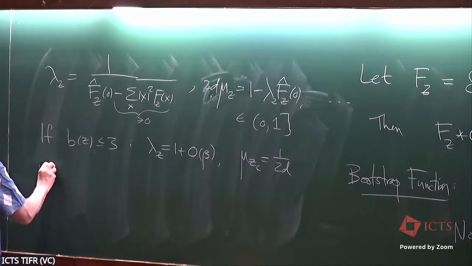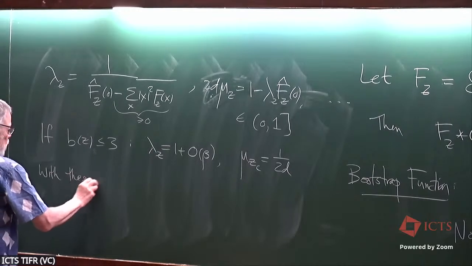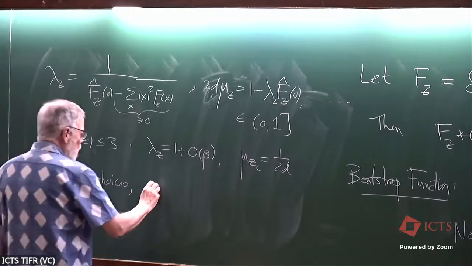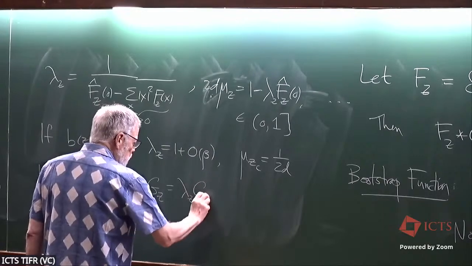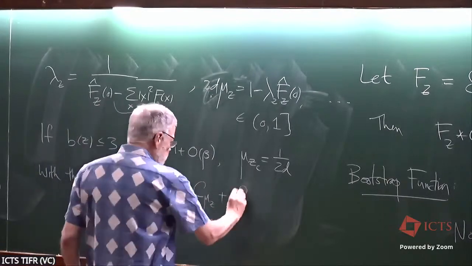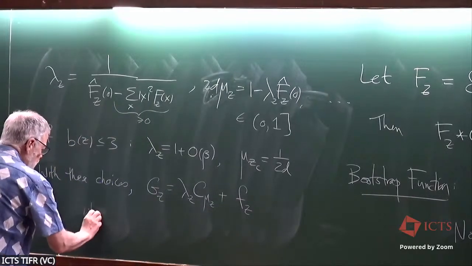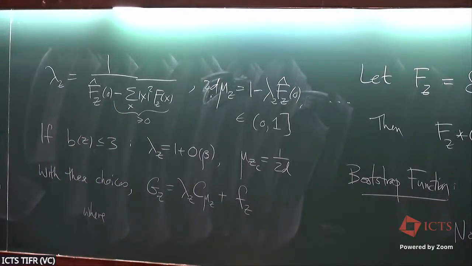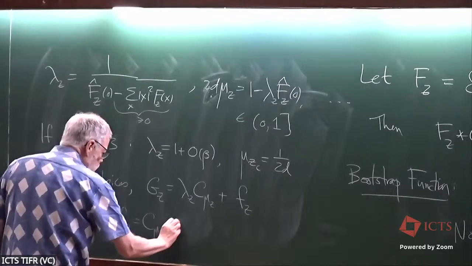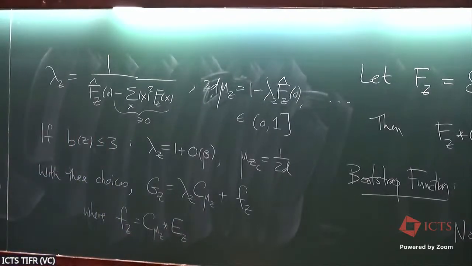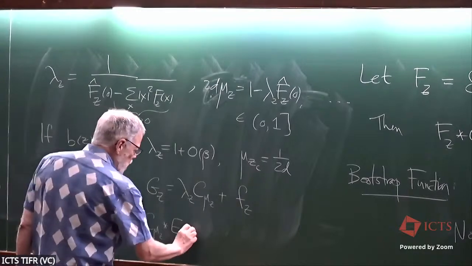So with these choices, we see that Gz is equal to lambda z times c mu z plus fz, where what is f? Small f? It's the rest. So it's c mu z star e. Let me just call it now ez, when the lambda is evaluated at lambda z and the mu is evaluated at mu z, everything only determined by z. So I'll write that as ez star gz.